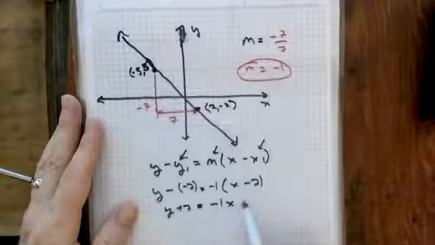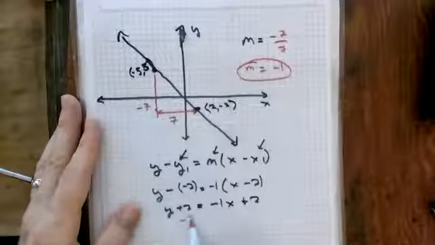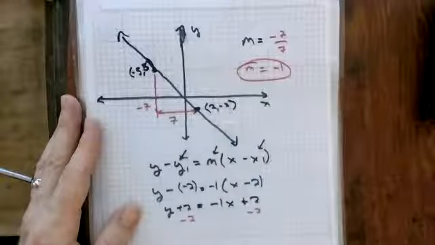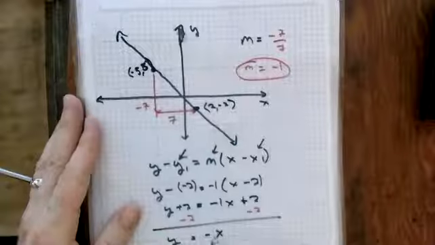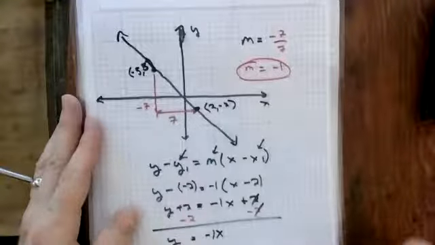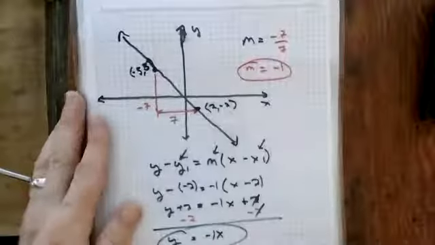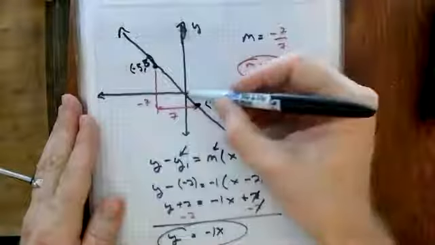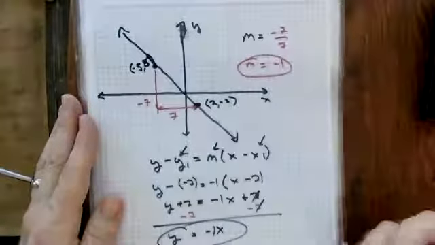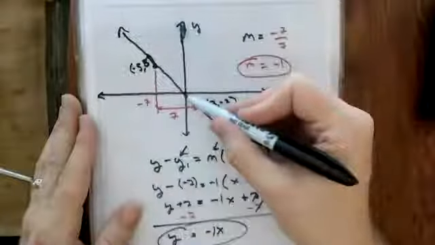And now I can actually subtract 2 from both sides. So I've got y is equal to -x, actually just -1x. So this one is a little bit tricky because this one goes straight through the origin. This one goes right through 0, 0. So my y-intercept is literally at the origin.